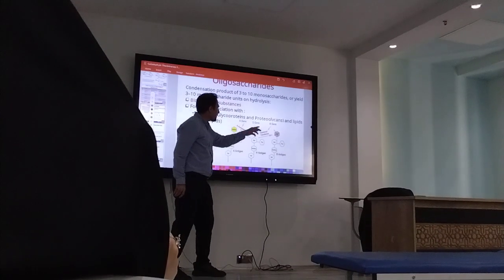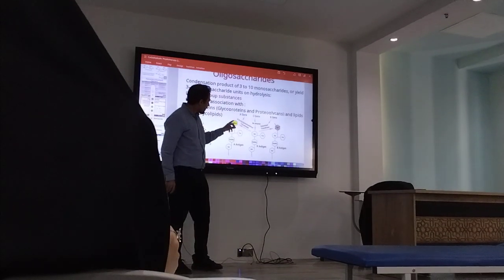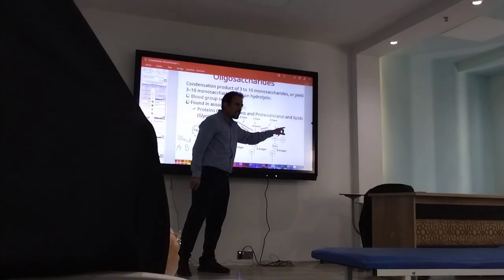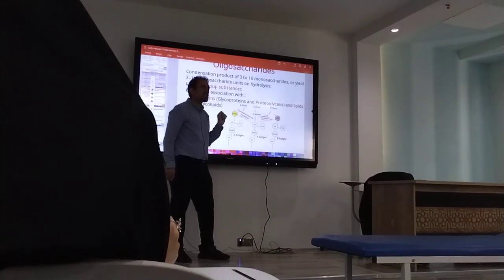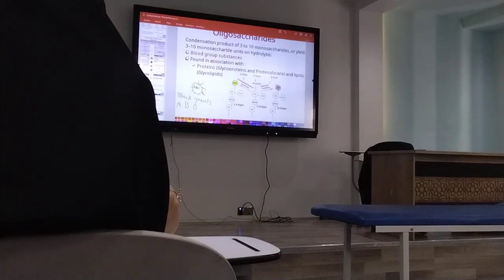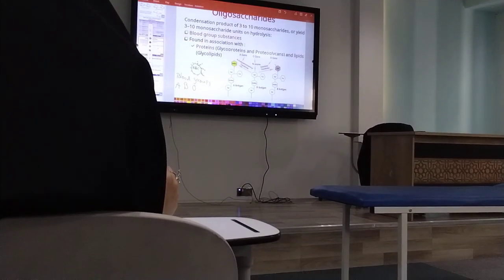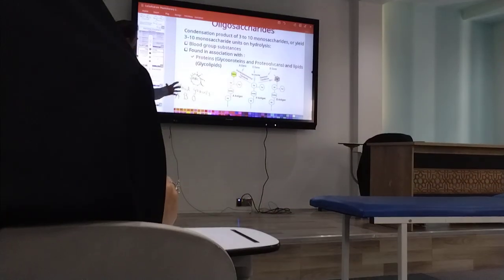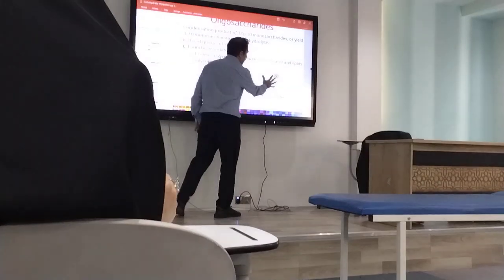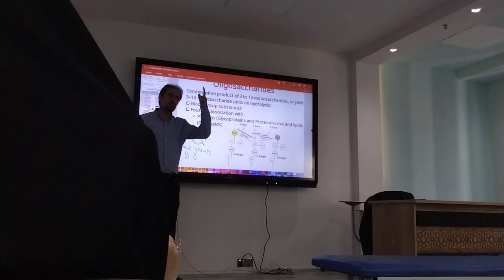How about the differences between B and A? They both have galactose, but this one doesn't have acetyl groups, and this one has. See, big differences. With just adding an acetyl group, the blood group totally changes. So the best examples for oligosaccharides are blood groups. Just remember that.